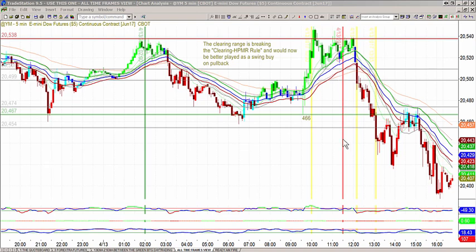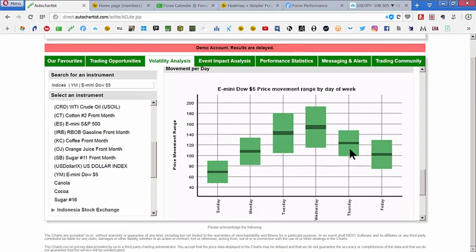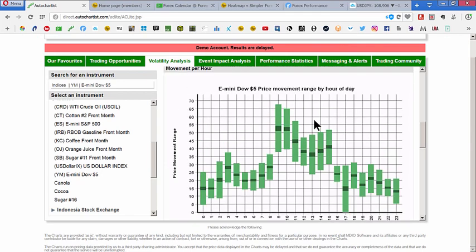But so I just showed you the hourly price movement range.